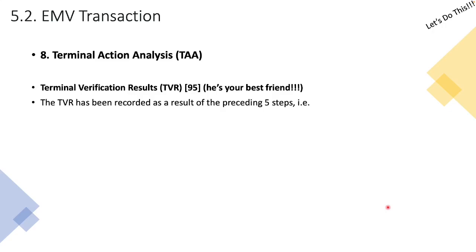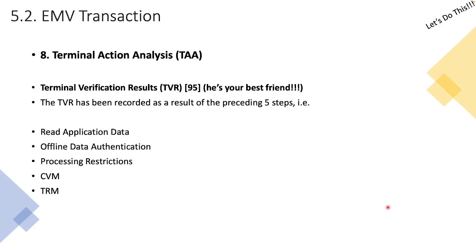Terminal verification results, or TVR, tag 95. Remember, we've said this repeatedly, TVR is your best friend. The TVR is a record of the preceding 5 steps that we've discussed in the previous 5 videos. The 5 steps are the read application data step, the offline data authentication step, the processing restriction step, the CVM step, and the terminal risk management step.